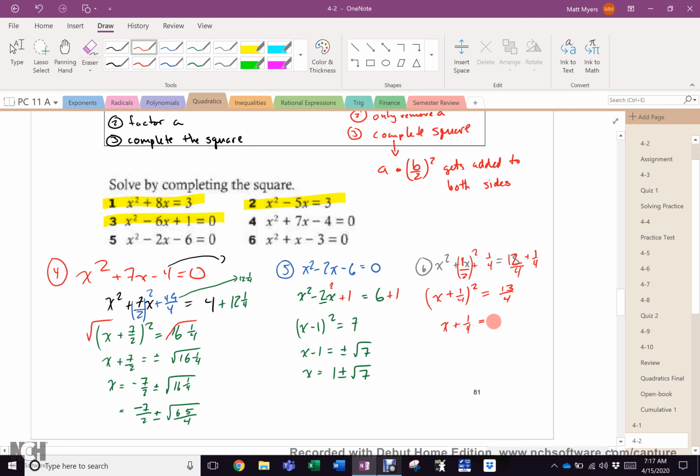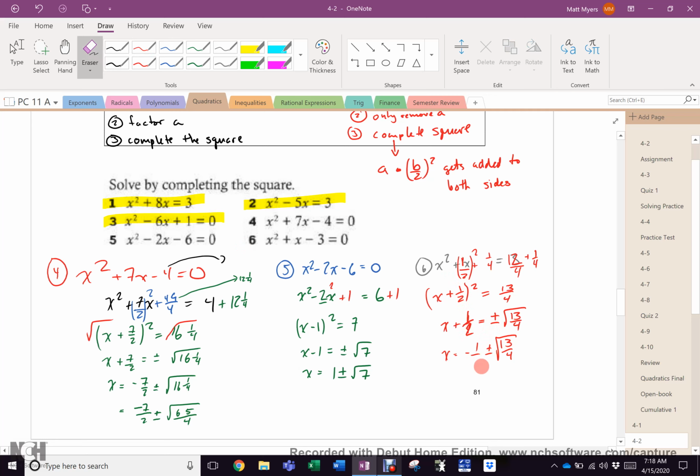So x plus 1/2 equals plus or minus the root of 13/4. x equals negative 1/2 plus or minus the root of 13/4. Now, again, we could do more with that, so I'm just going to pause for a second, let you have a think about that. Oh, and of course, sorry, that's 1/2 squared, 1/2, and 1/2.